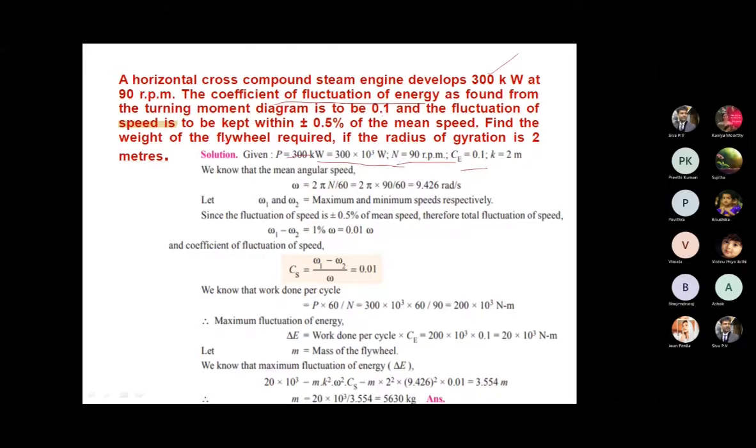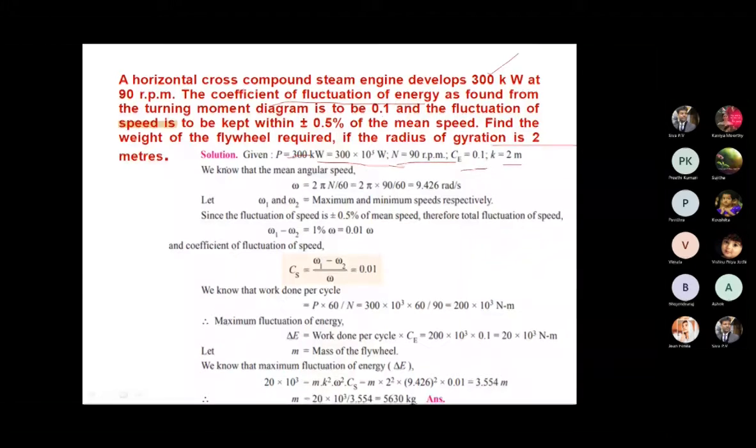Find the weight of the flywheel. So far we have discussed the mass of the flywheel, right? But here weight is asked. So weight means mass into gravitational acceleration, so it will be converted into weight. Simple, correct? And k, the radius of gyration, 2, is given, right?